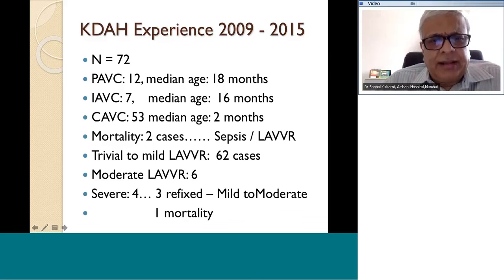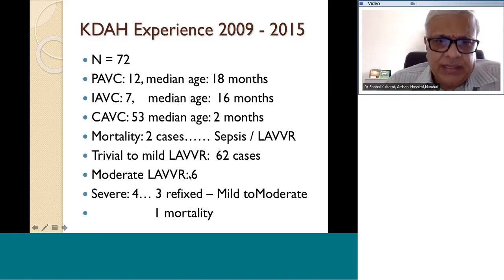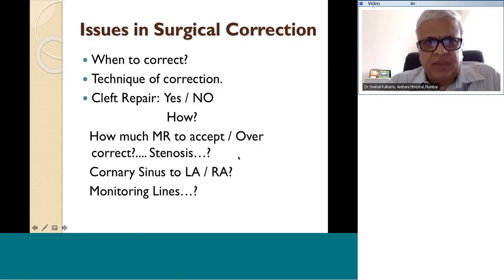They are usually normal. And a minority of them have had moderate AV valve regurgitation. Most of these had been in Downs. 4 had severe, 3 we had to refix, 1 we had to replace the valve, and that is one of the children whom we had to take back, who expired in the postoperative period.